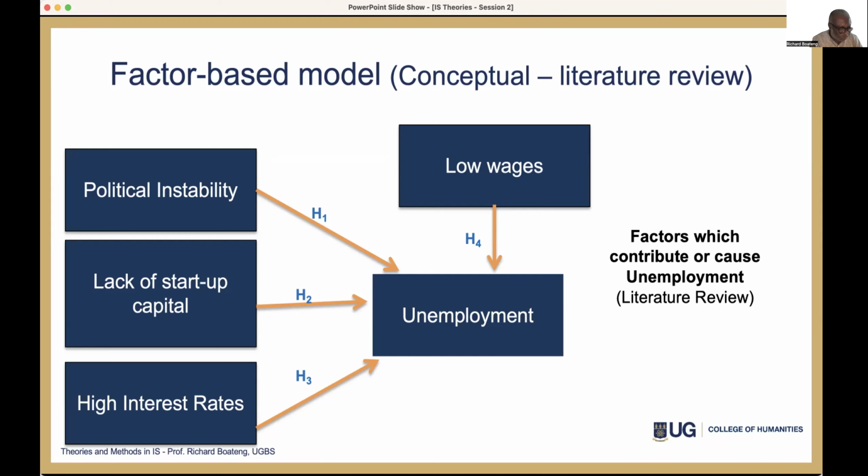Now, this particular factor-based model is developed out of literature review. That means the researcher read the literature and found different academic work arguing that unemployment in a society or in a country can be stirred by or generated by low wages, influenced by political instability, lack of starter capital, and high interest rates. Hence, the author just drew them and pointed them out. So we have causes and effect. These are the causes of this effect. The causes of unemployment are these 4. That's what it's telling you.